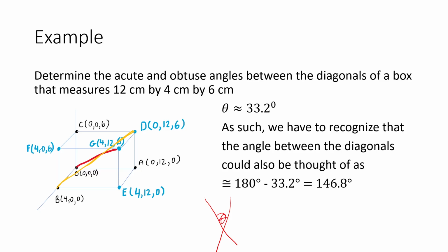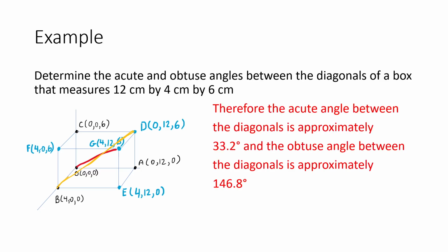We would have gotten an obtuse angle because keep in mind those diagonals are meeting at the angle here, which we determined to be 33.2, but we could also say they're meeting at the angle here, which would be 180 minus 33.2. So the acute angle between the diagonals is approximately 33.2 degrees, and the obtuse angle between the diagonals is approximately 146.8 degrees.